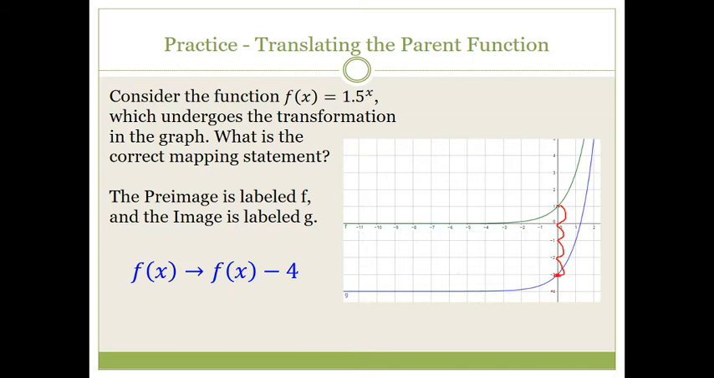Notice I'm counting how to get from one to the other. I'm not looking at the y-intercept itself. I'm not looking at that value, or else I would have written negative 3, which would have been wrong. We actually had to shift this thing down 4.